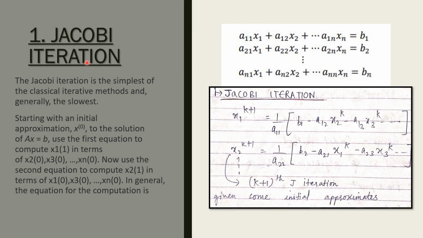Now the first is Jacobi iteration. Okay, now let's understand what the Jacobi iteration is. It's the simplest of the classical iterative methods and generally the slowest. It is basically used to find the solution of a system of linear equations in a number of iterations. This is one of the methods which we use. So how to implement this method?